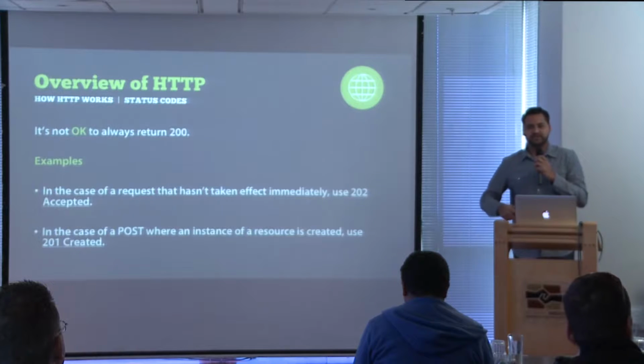One thing to note, it's not okay to always return 200. Some examples. In the case of something that hasn't taken effect immediately, you rather return a 202, which means the server accepted your request, and it still needs some further processing before the outcome you wanted is actually going to take effect. In the case of something being created, you want to return a 201. You want to tell the client meaningful messages. You want to say, I've created the resource that you requested me to create, not just send a 200 and then send an error code or an informational code to tell it what really happened.